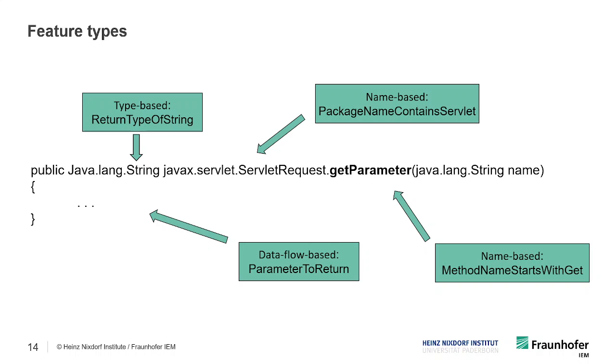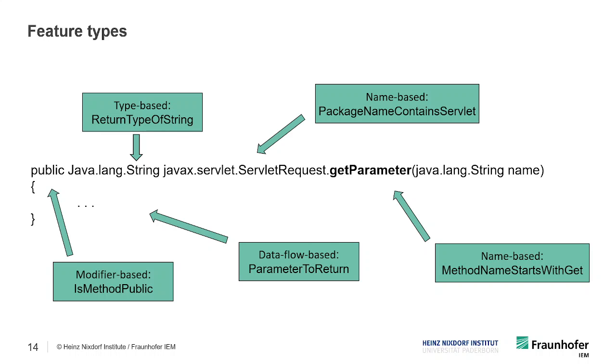And also another type of features are modifier based, where we check if the method is public, if the method is static or private, and so on. So this is also another indicator for sources or sinks. They are most of the time declared as public.